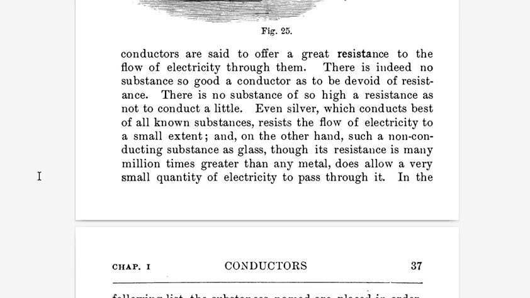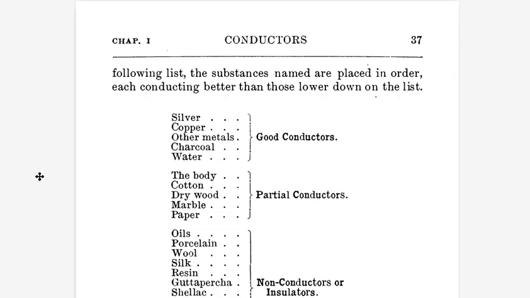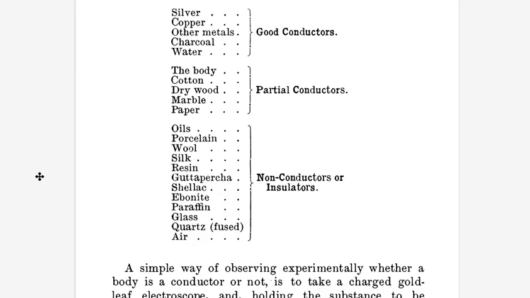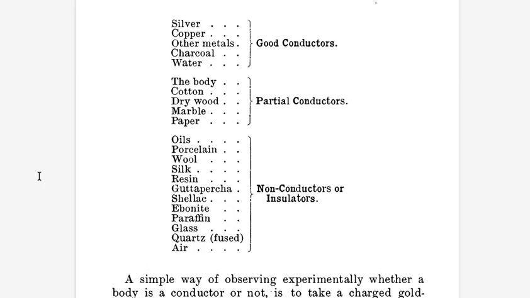Even silver, which conducts best of all known substances, resists the flow of electricity to a small extent. And, on the other hand, such a non-conducting substance as glass, though its resistance is many million times greater than any metal, does allow a very small quantity of electricity to pass through it. In the following list, the substances named are placed in order, each conducting better than those lower down on the list.